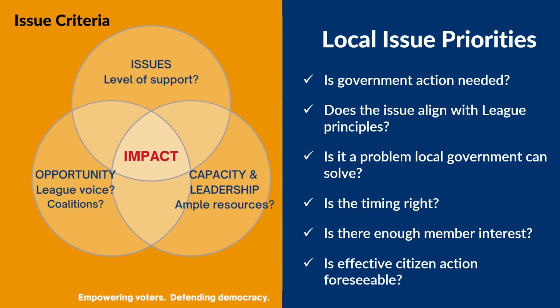To identify these issues, it's helpful to consider this three-part criteria. Issues involves identifying the issues that have strong interest and support in our local league and from the state and national leagues. Capacity relates to our areas of strength in terms of expertise: homelessness, local government operations and their pending business, the democratic process, and other local issues such as forest management and water.